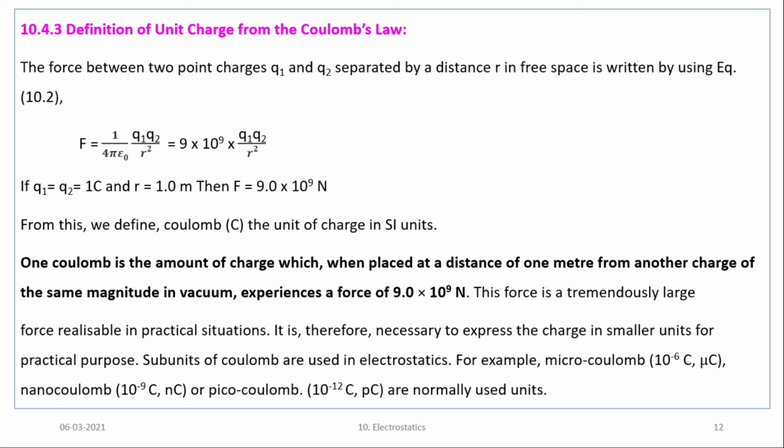So 1 coulomb can be defined as the amount of charge which, when placed at a distance of 1 meter from another charge of the same magnitude in vacuum, experiences a force of 9 into 10 raised to 9 Newton. This force is very large in practice. That's why we express the charges in smaller units like microcoulomb, nanocoulomb or picocoulomb. Microcoulomb is 10 raised to minus 6 coulomb, nanocoulomb is 10 raised to minus 9 coulomb and picocoulomb is 10 raised to minus 12 coulomb.